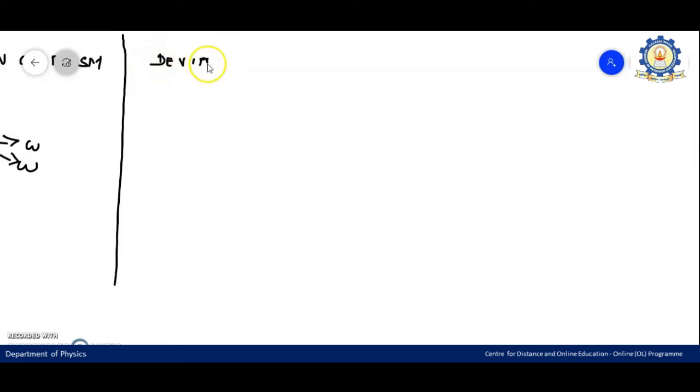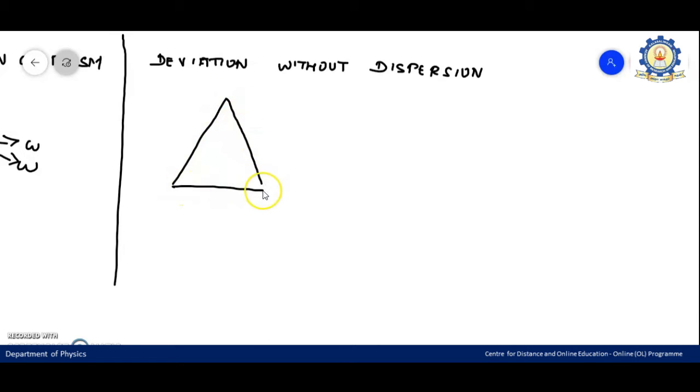Deviation without dispersion. What is that? So once again, let us draw the crown glass prism as well as the flint glass prism, and let's see the combination. So this is the crown glass prism. I am drawing the flint glass prism. Let me mark it as C and let me mark it as F to show the indication. So when a white light is passed through it, what happens?